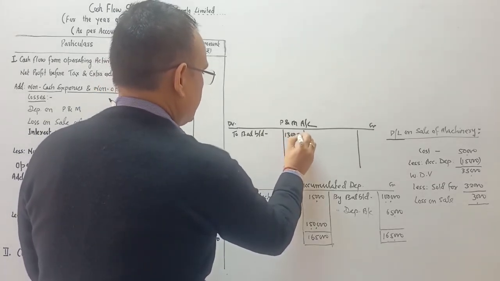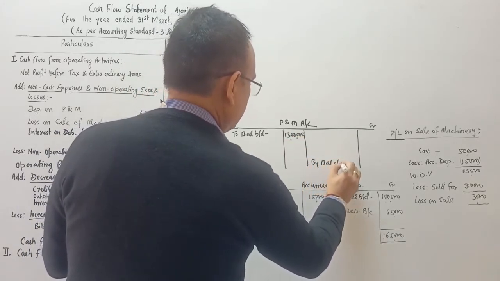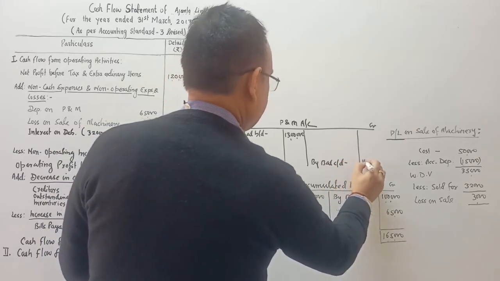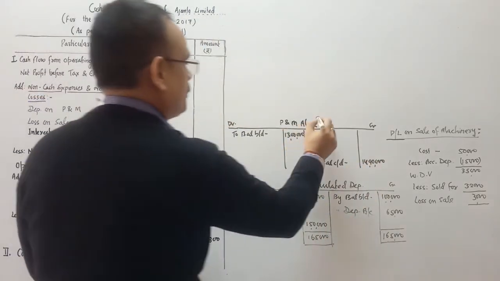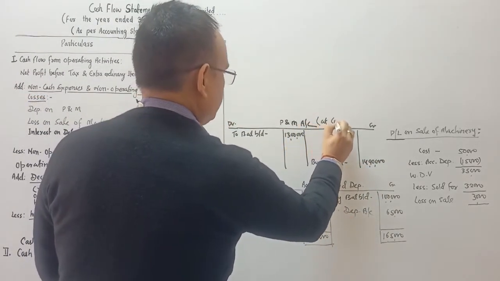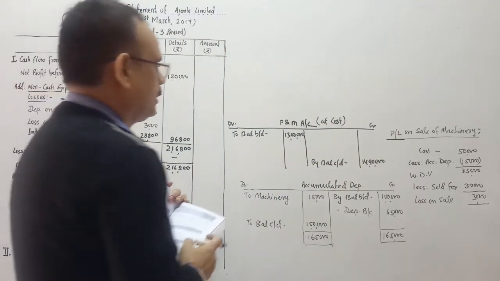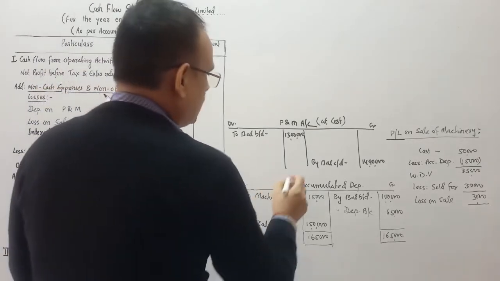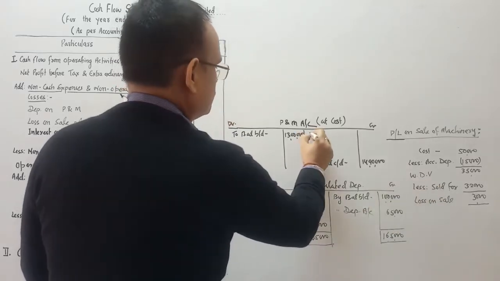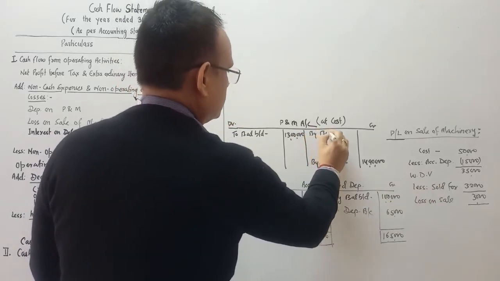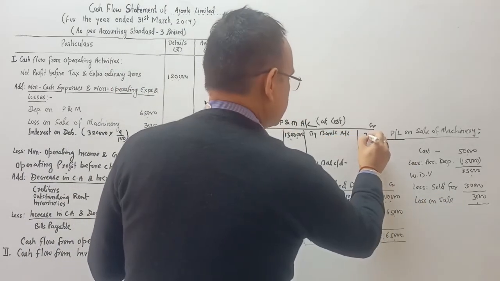13 lakhs is the opening balance, and the closing balance, by balance carried down, of the plant and machinery is 14,90,000. This is the original cost. I am going to prepare the plant and machinery at cost figure. So when I take the at cost, one machine was sold by bank account at 32,000.